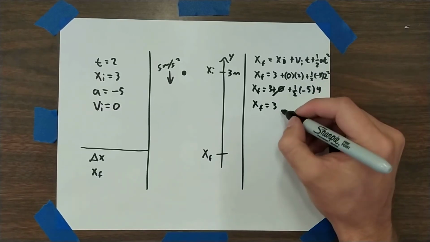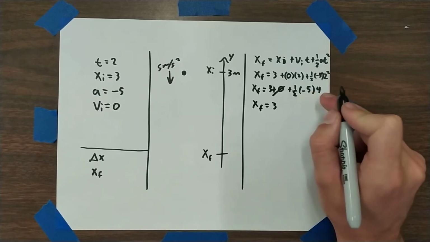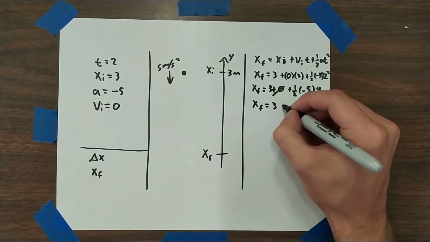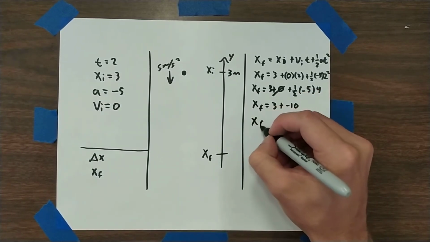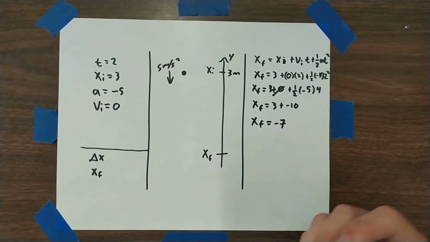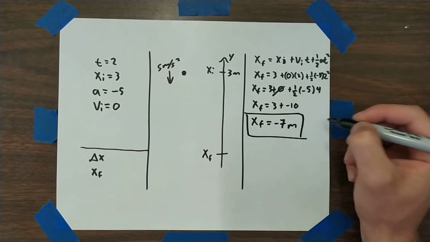I'll do another step of simplification, so x f is equal to 3, and I'll just get rid of this 0 here. And then 1/2 times negative 5 times 4. If I put that into a calculator, I'm going to get negative 10. So that would be 3 plus negative 10. So x final is going to equal negative 7. My units for position is meters. So my final answer would be x final equals negative 7 meters.